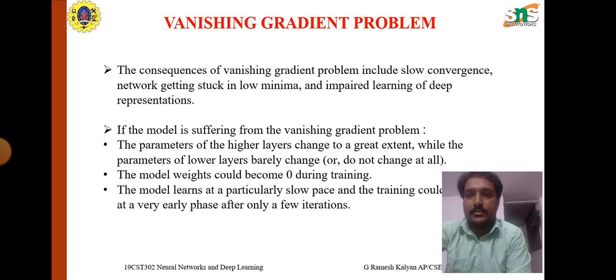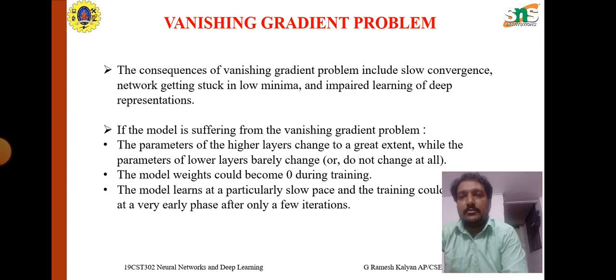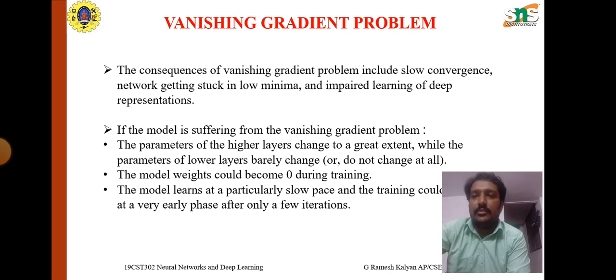So the first one is the parameters of higher layers change to a greater extent, but the parameters of lower layers do not change at all. Second, the model weights could become totally zero during the training process. And the third one could be the model learns at a particularly slow pace, and the training could be at a very early phase after only a few iterations.